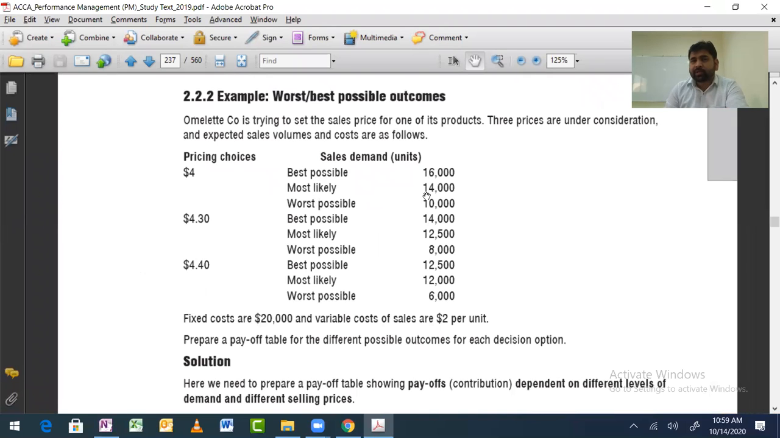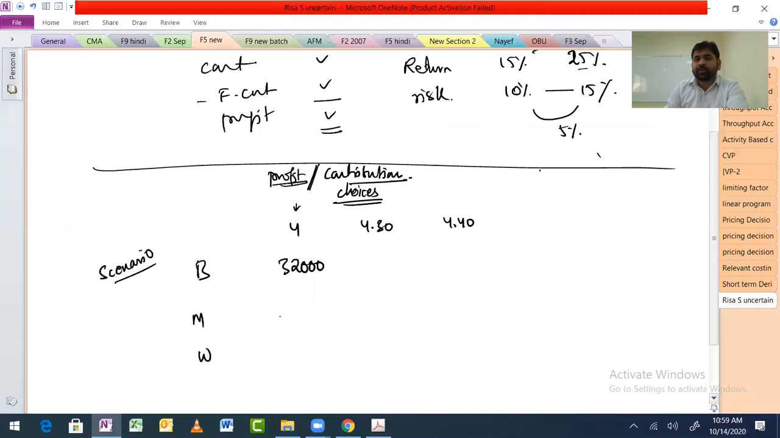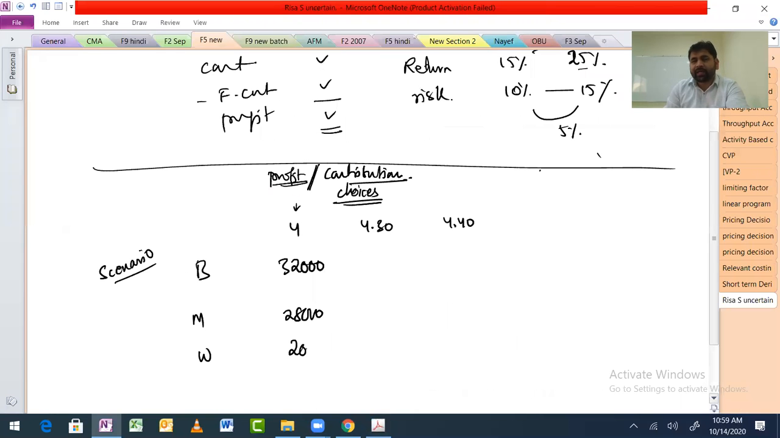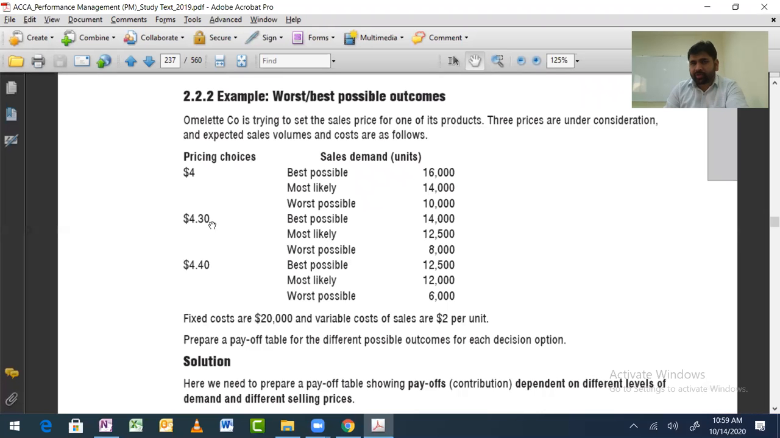Most likely is 14,000, so 14 into 2 is 28. And worst is 10, so 10 into 2 is 20. Are we fine with this one? Yes, sir. Now you need a calculator. If I keep the price 4.3, so 4.3 minus 2, now my contribution is 2.3, correct? Yes. And 2.3 into 14,000, 32,200.